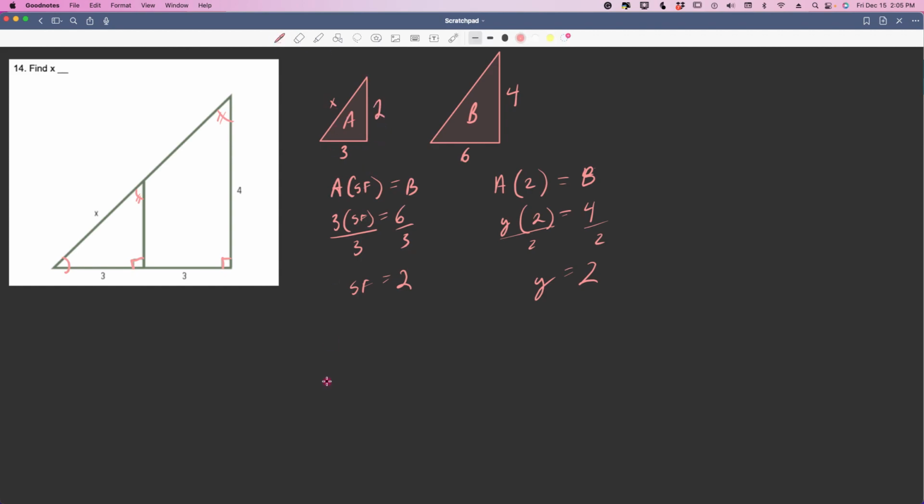Now I can find x, because now all I have to do is the Pythagorean theorem. So 3 squared plus 2 squared is equal to x squared. 9 plus 4 is equal to x squared. And that's going to be 13 is equal to x squared. If I take the square root of both sides, that cancels that. So the square root of 13 is the length of x. And that would be the answer you want to type in, square root of 13. All right, let's look at the next problem.